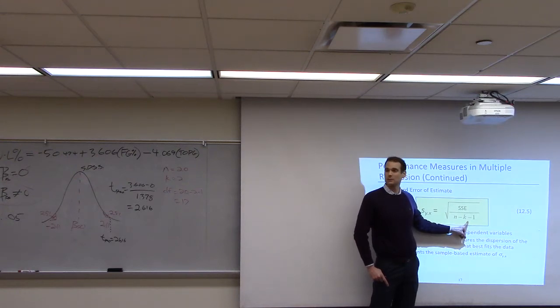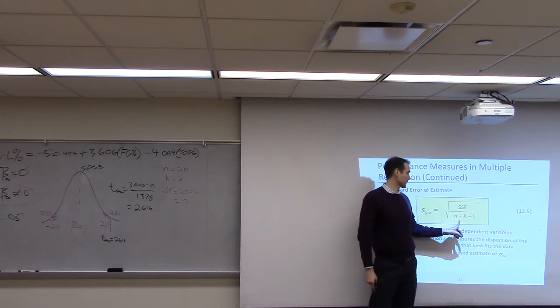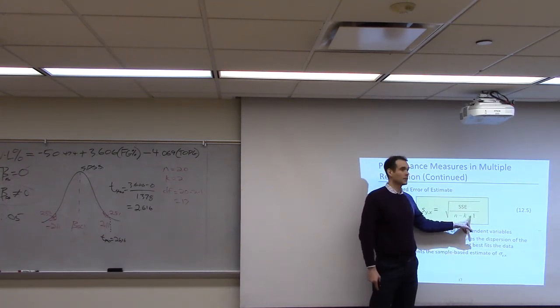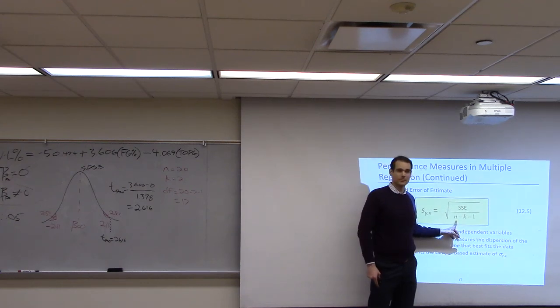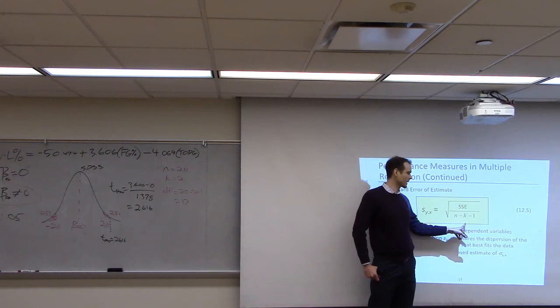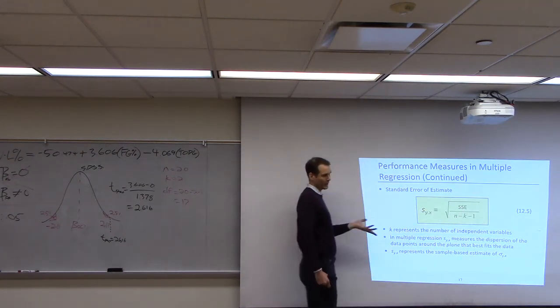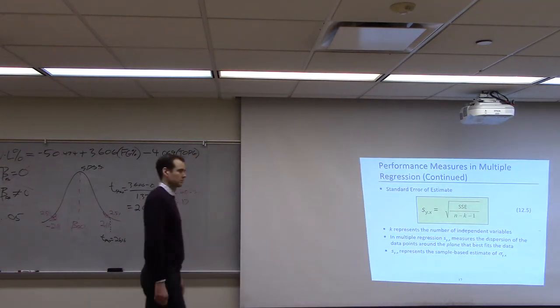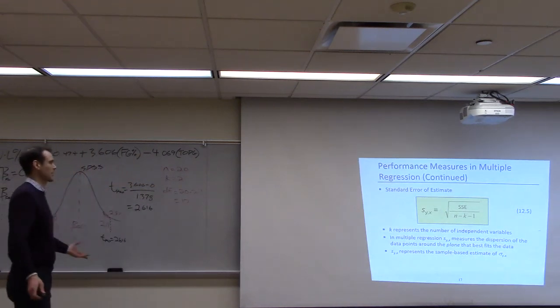What was it last week? N minus 2. It was n minus 1, but what were the number of independent variables last week? 1. So last week we took n minus 1 minus 1, which is n minus 2. So we did this same equation last week. Now we're just adjusting it if we have more independent variables. So same thing.